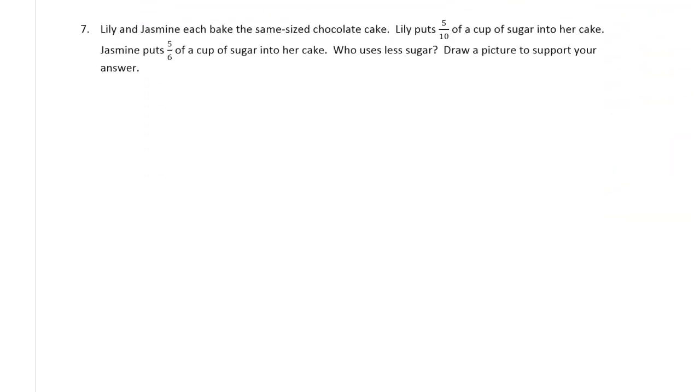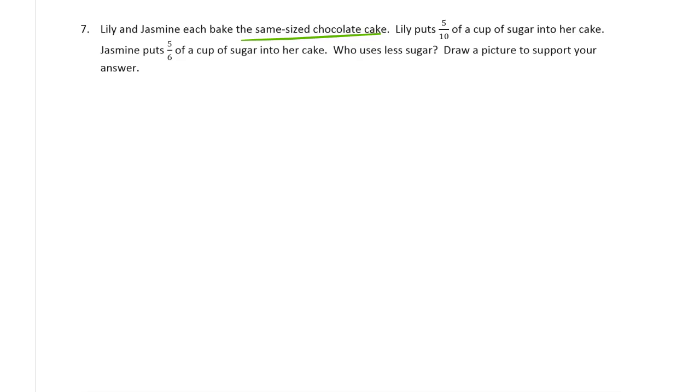Lily and Jasmine each bake the same size chocolate cake. Lily puts 5/10 of a cup of sugar into her cake. They're baking the same size chocolate cake. All right, so those are the wholes, probably. Oh, no, we're dividing up sugar now. Okay, so Lily puts 5/10 of a cup of sugar into her cake. Jasmine puts 5/6 of a cup of sugar into her cake. Who uses less sugar?